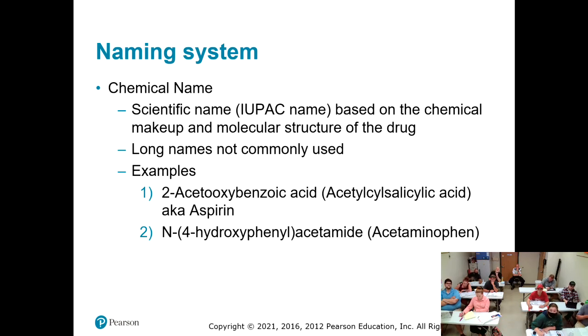So, an example of this: 2-acetoxybenzoic acid, aka aspirin. That is the chemical name of aspirin. The acetylsalicylic acid is the generic name, and we will talk about generic names. But just so you understand, the chemical name is the physical chemical makeup or the molecular structure of that drug. Okay? Another example, acetaminophen or Tylenol. The chemical name of acetaminophen is N-4-hydroxyphenyl acetamide. I'm not going to quiz you on how to say all this stuff unless you take an organic chemistry class.